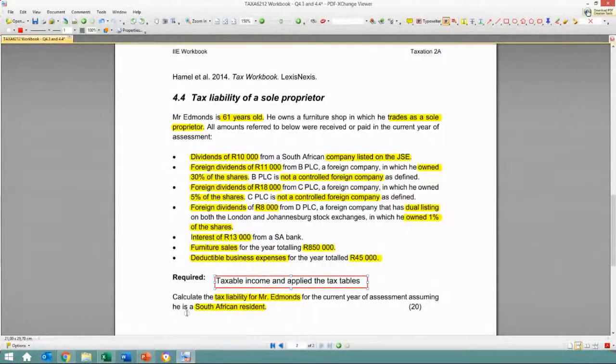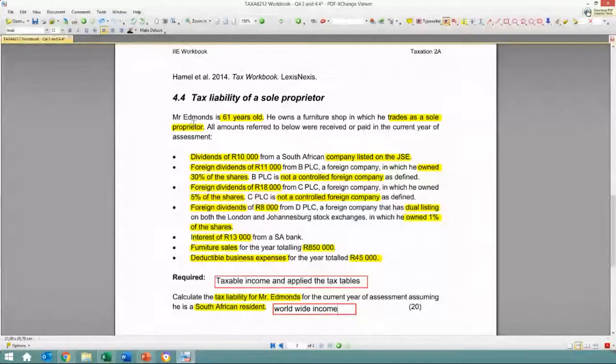Then what was very important is they told you it's a South African resident. So that means I would include worldwide income. So that means any foreign income will have to be included when I do the calculation. So now we go to the beginning of the question and we go read through the information. So now I know what I need to start looking out for. I'm looking out for gross income. I'm looking out for exempt income. Any deductions, any capital gains will need to be taken into consideration.